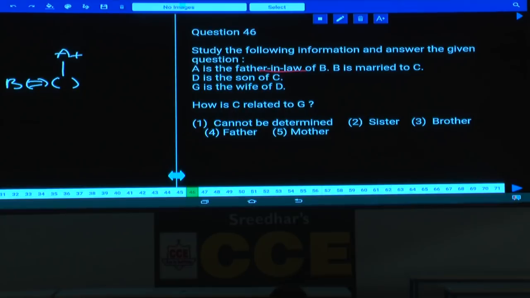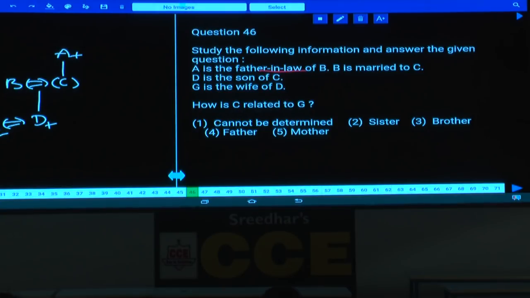B is married to C. As B is married to C, C is the child of A. D is the son of C. Now this D is the son of these two persons, B and C. And G is the wife of D. As G is the wife of D, now this D got married to G and G is the wife of D.